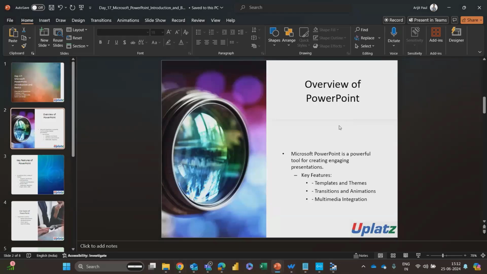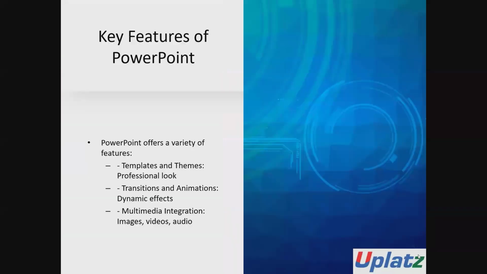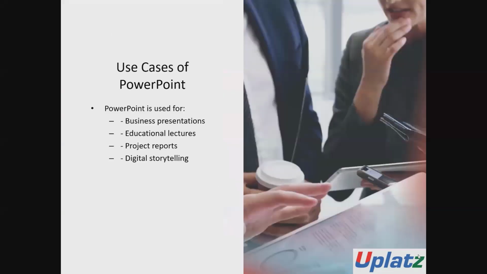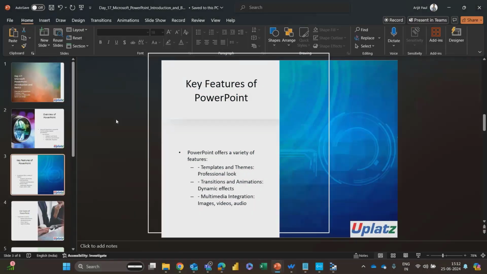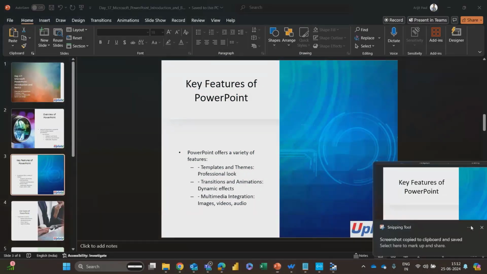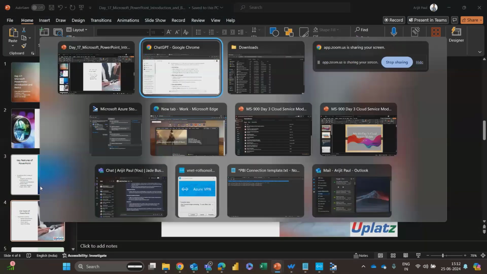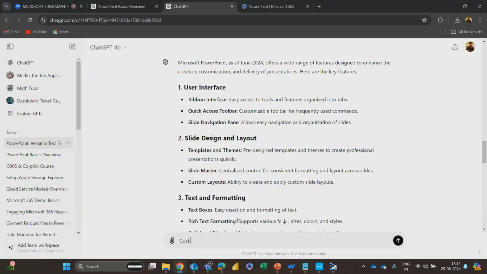If you want to use the capabilities of PowerPoint, we can see that we have a variety of features, right? We have templates and themes. It gives a professional look. We have transitions and animations. It gives us dynamic effects. And if I want to customize the key features in this manner, I'm going to use ChatGPT to help me customize it as per the latest.